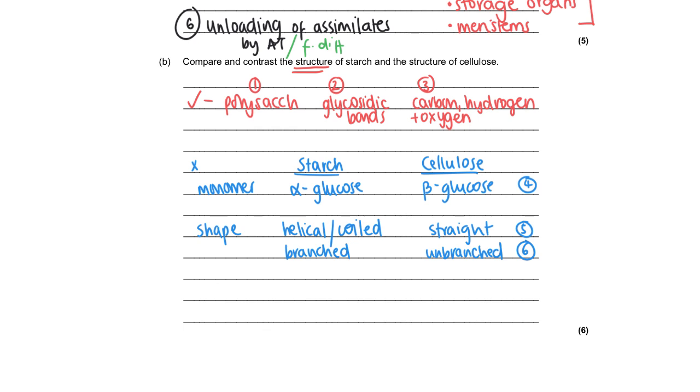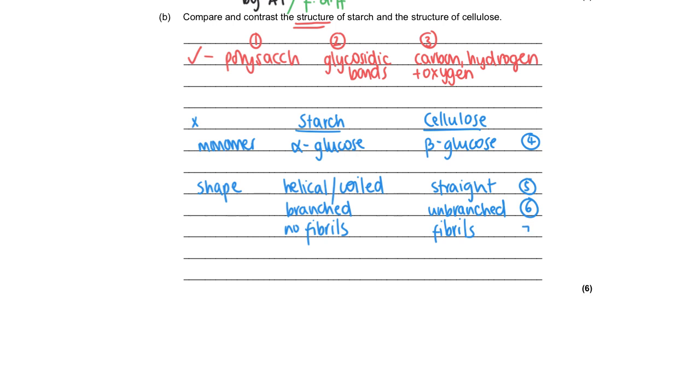And again, looking at the straight versus helical chains, or helical shape, you could have said that cellulose forms fibrils, so those connections with hydrogen bonds, but starch doesn't. These are your main marks that were in the mark scheme, but you could have also, I'm just going to put a little dashy line to put the extra marks.